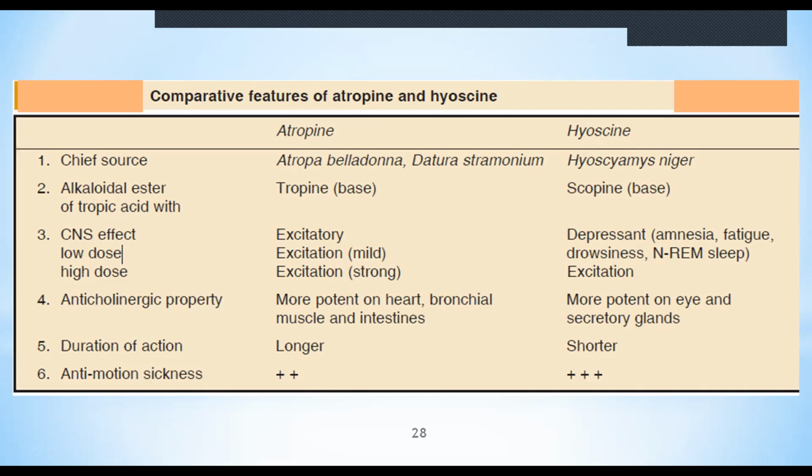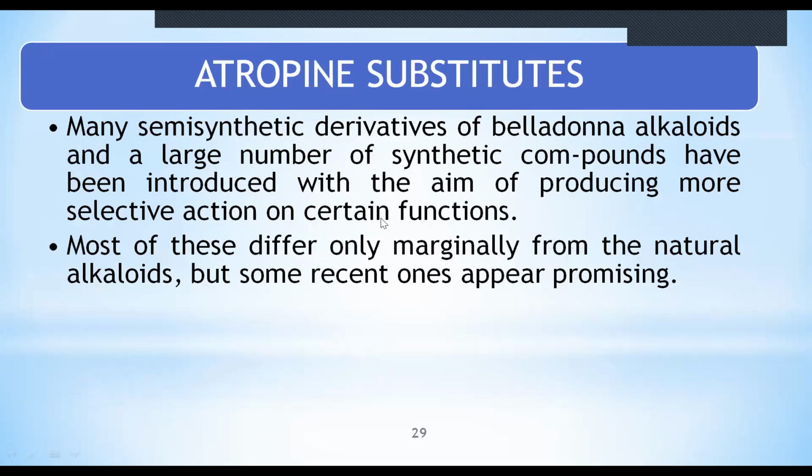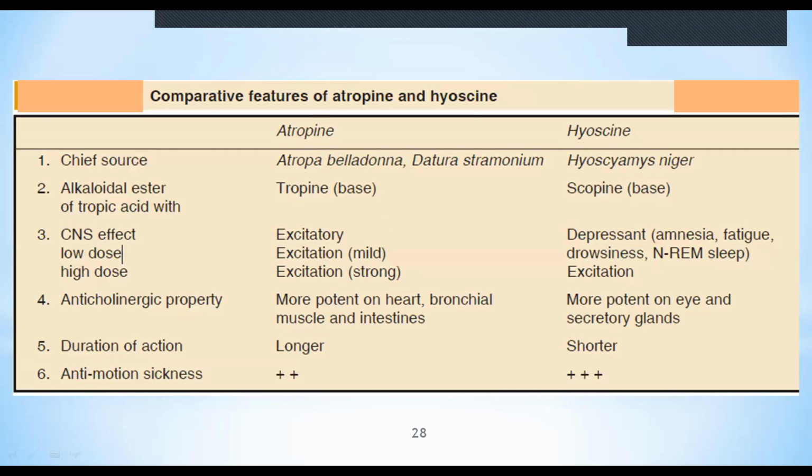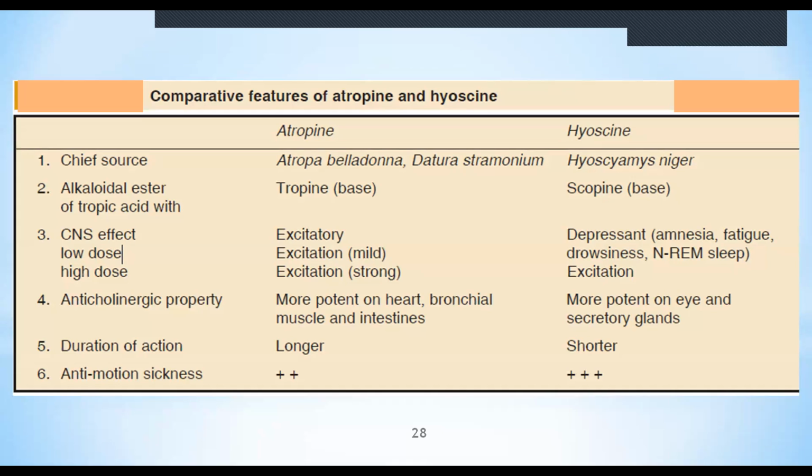The central nervous effect of atropine at low dose or high dose is excitation: at low dose mild excitation, at high dose more excitation. Whereas it is depression in case of hyoscine, because hyoscine induces fatigue, drowsiness and rapid eye movement sleep, and excitation only in very high dose.